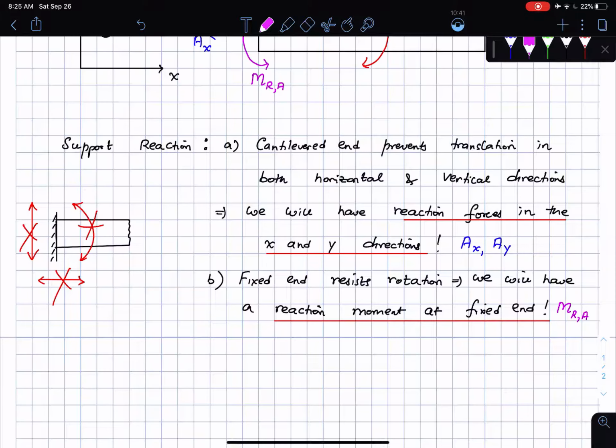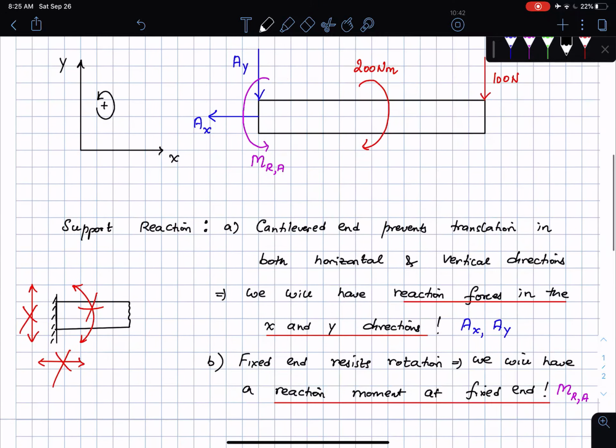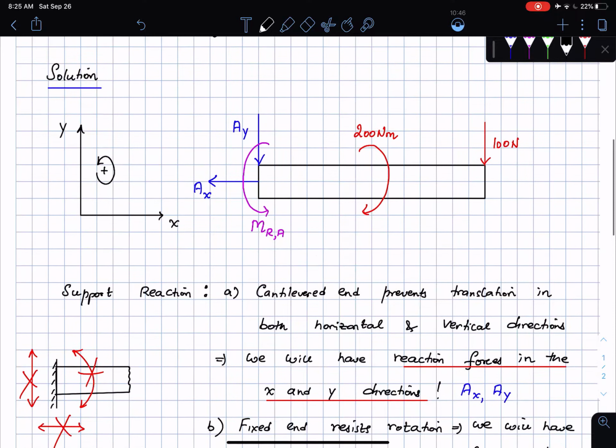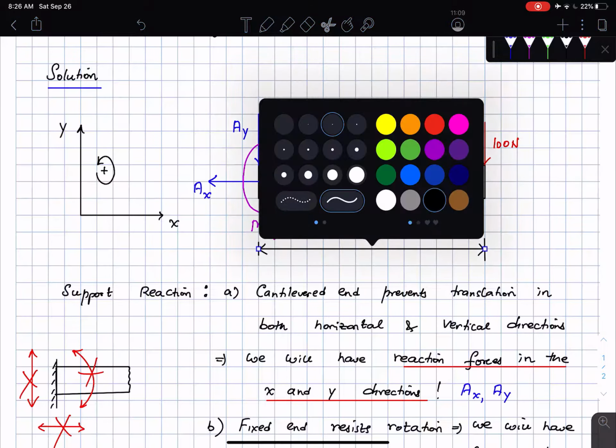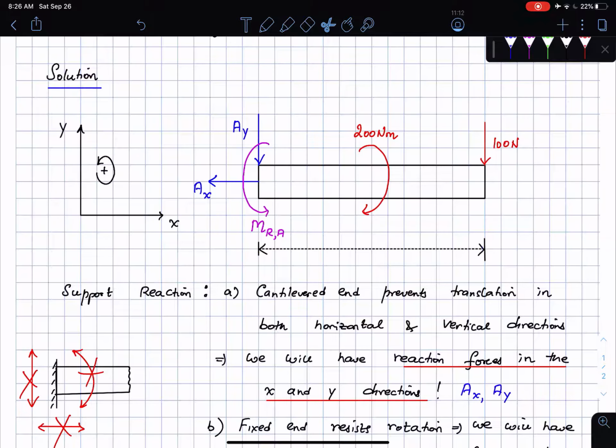So I want to make a note. One very last thing I've got to draw is the dimension. Starting from point A to point B is a distance of 2 meters, as you can see. Let me mark it in dotted lines, as you know by now. So this is 2 meters.